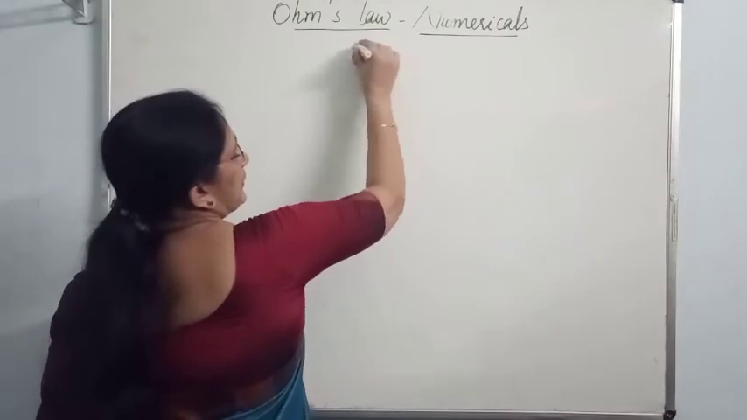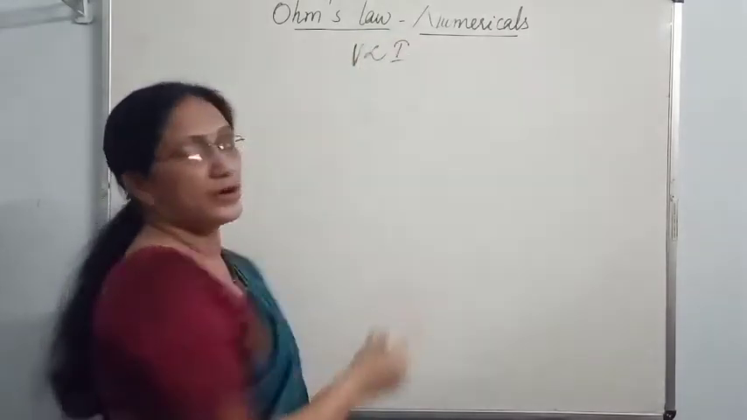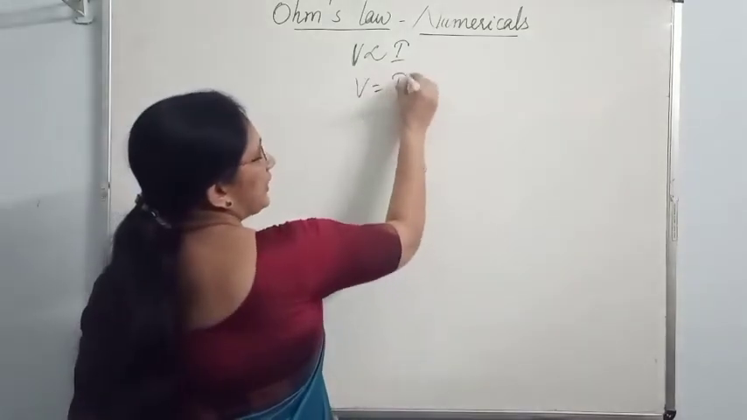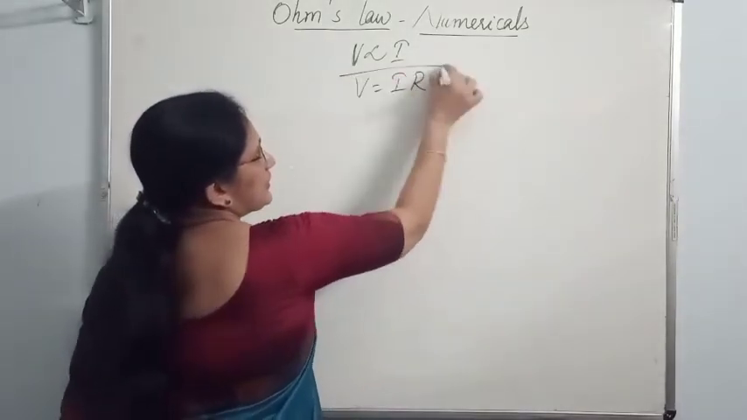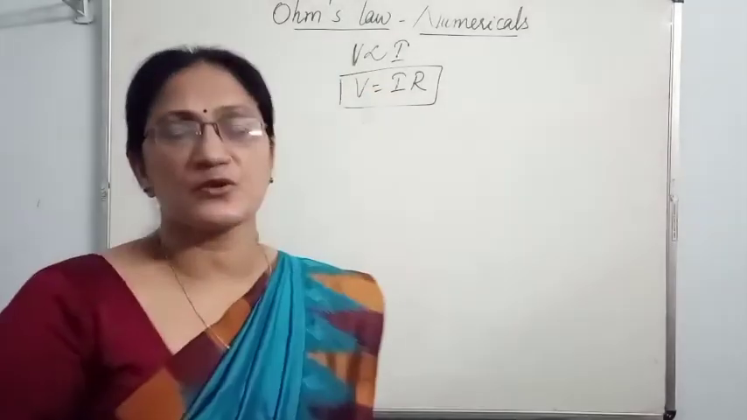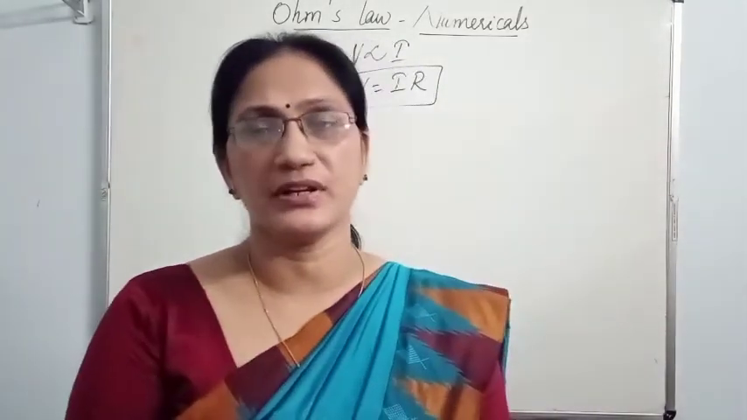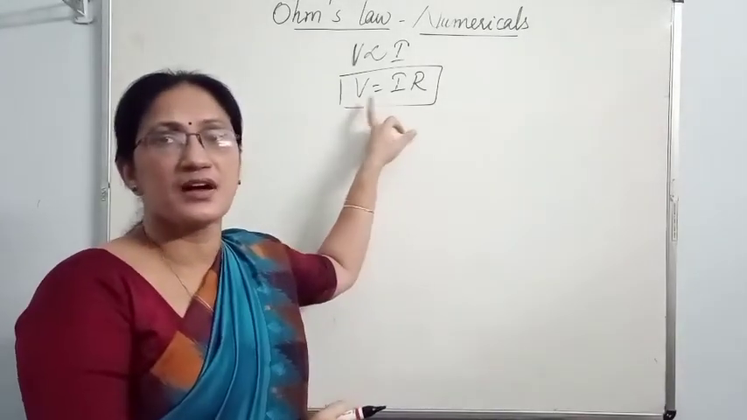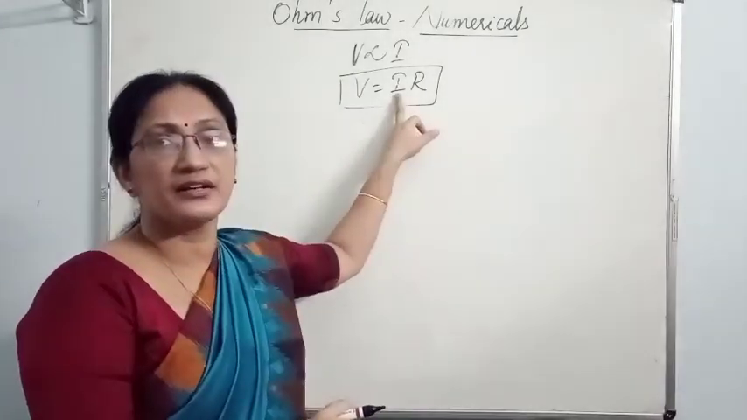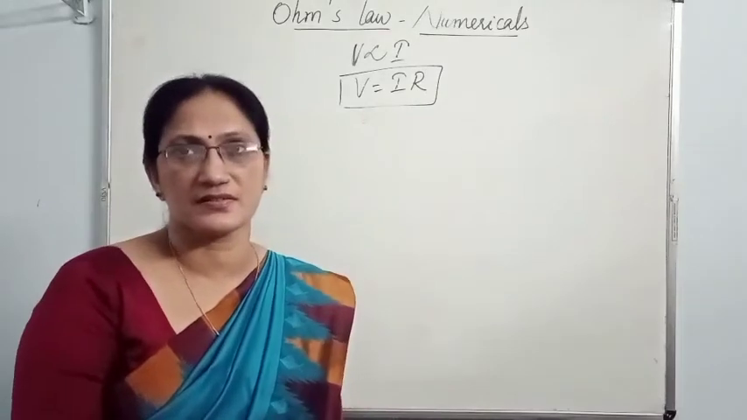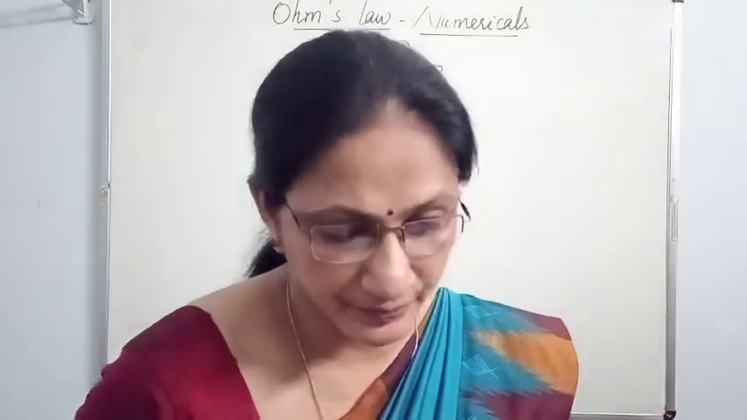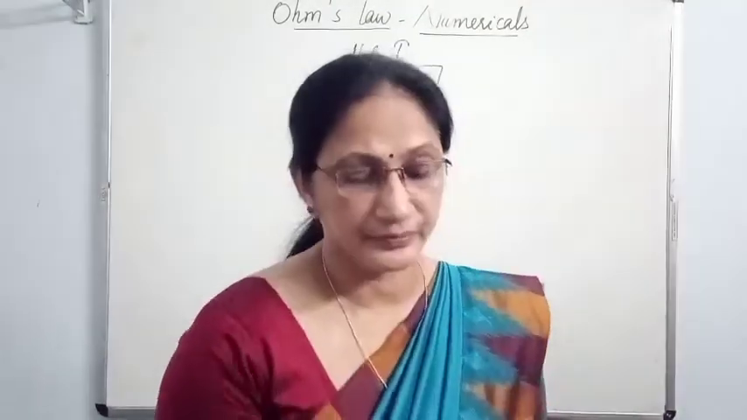V and I are directly proportional, and its mathematical form is V is equal to I into R. So based on this Ohm's law, let us solve some numericals. In this formula, V stands for potential difference, I means current, R means resistance. Now I will discuss some numericals.